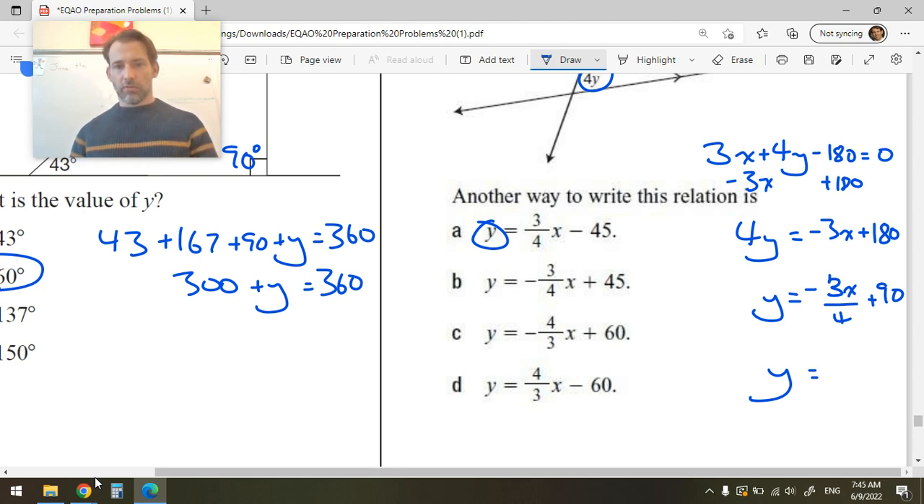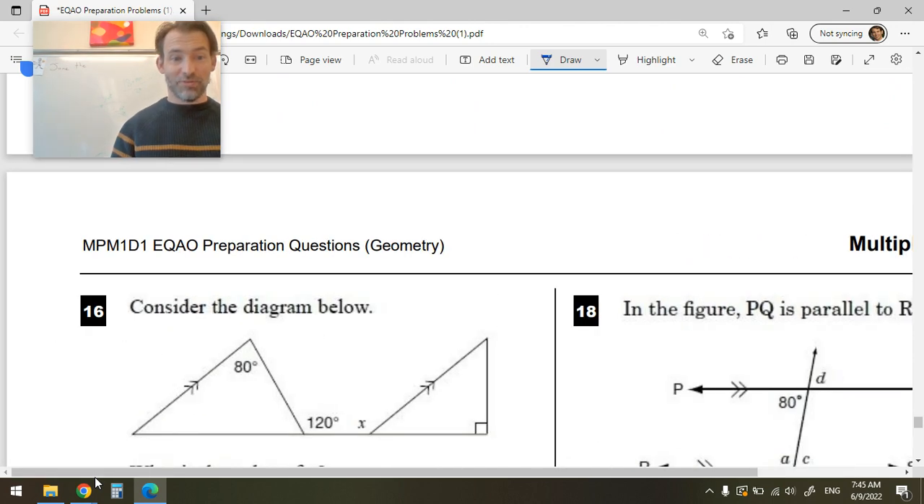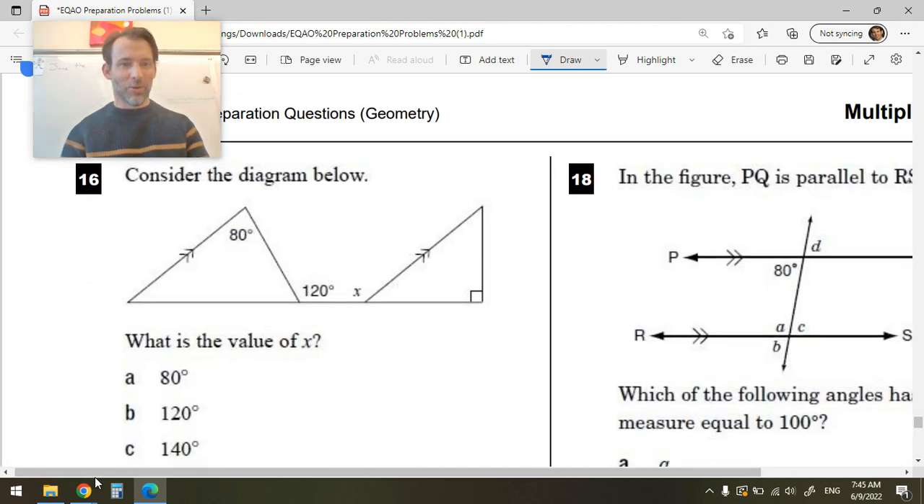Where is it? Negative 3 over 4x. Did I do that wrong? Yes, I did. I divided 180 by 2 instead of by 4. As I make mistakes sometimes. Here it is, this one. 180 divided by 4 is not, in fact, 90. It's 45. Aren't multiple choice questions wonderful? Sometimes you can make mistakes and they help you find them. All right, let's keep going.